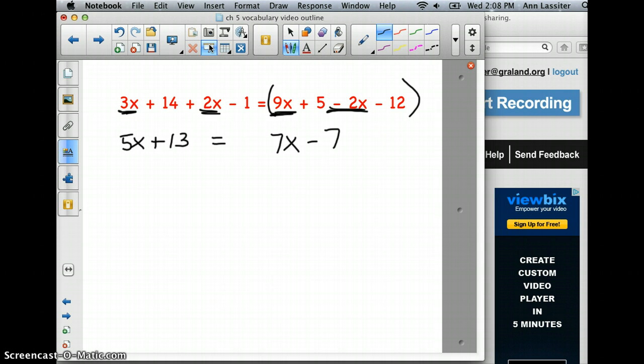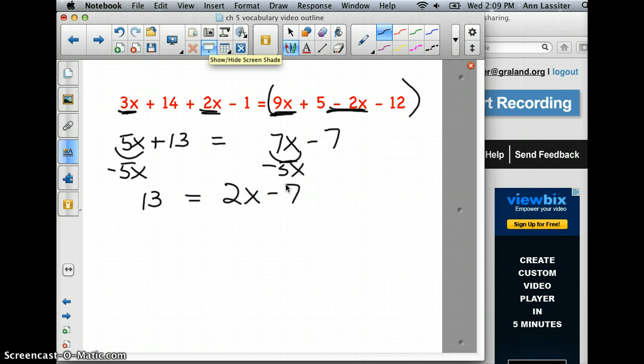So I'm going to look at envelopes. I have 5 envelopes on my left, and I have 7 envelopes on my right. Can I remove envelopes from both sides? Yes, I can remove 5 envelopes. So I'm going to remove them by taking away 5 envelopes from both sides. On the left side, I have 13 remaining because my envelopes are all gone. And on the right side, I have 2 envelopes remaining, but someone took $7 from them. So I need to work on that.